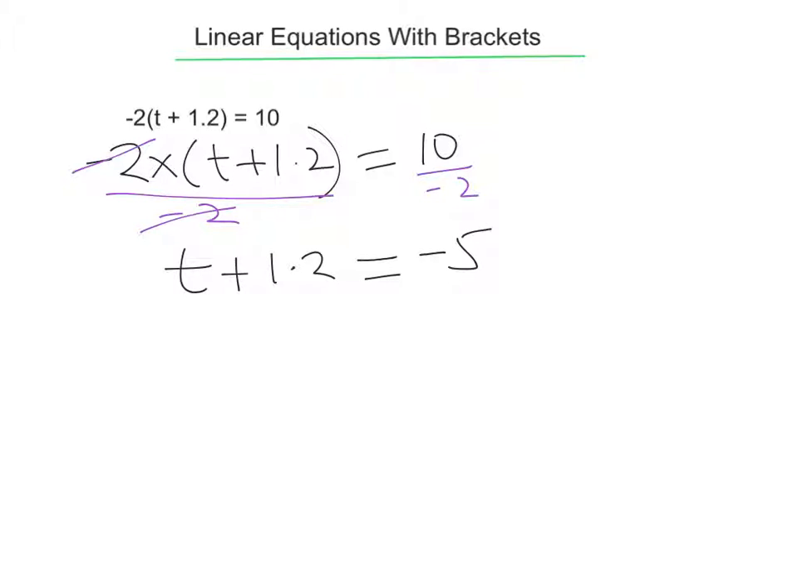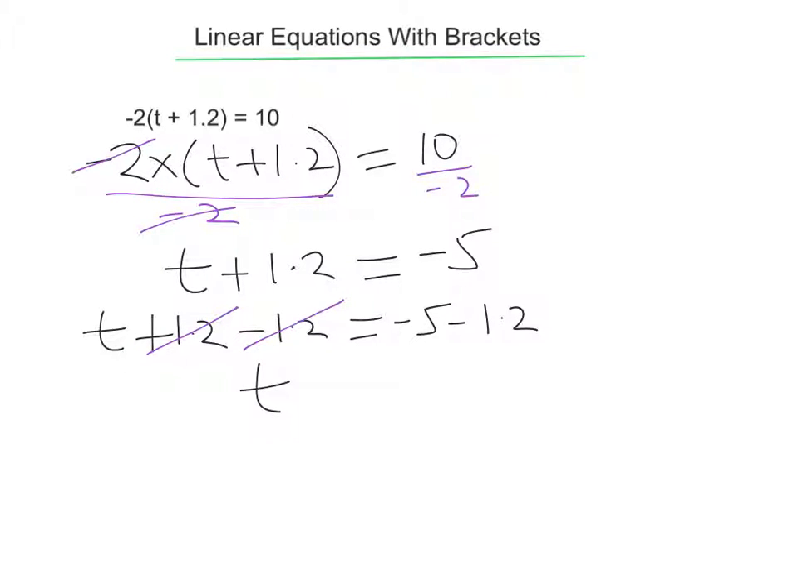Now I need to eliminate the 1.2. So it's added on. So the opposite of adding on is to subtract 1.2 and subtract it from both sides. When I do that, 1.2 minus 1.2 is 0, so all that's left is t. So t is actually going to be minus 6.2. Because both of those are negatives, they actually end up increasing the negative value.